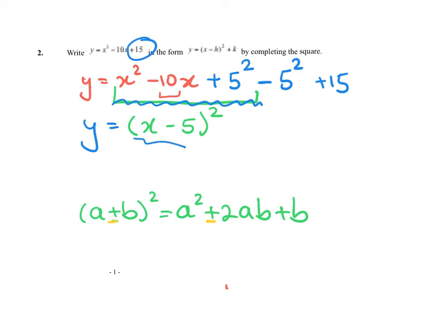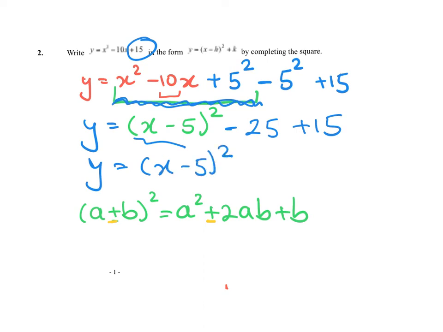And if you're not sure if you have the correct one, you can always expand and see if it does match this part here. Now, the last bit is negative 5 to the power of 2 is 25, and then plus 15. So y is equal to x take away 5 to the power of 2, negative 25 plus 15 is negative 10. And if we have to find the vertex here, the vertex would be positive 5 and negative 10. As you can see, we are looking at this number and that one.